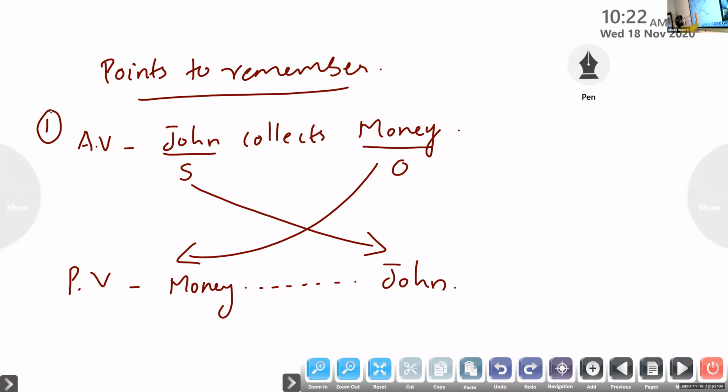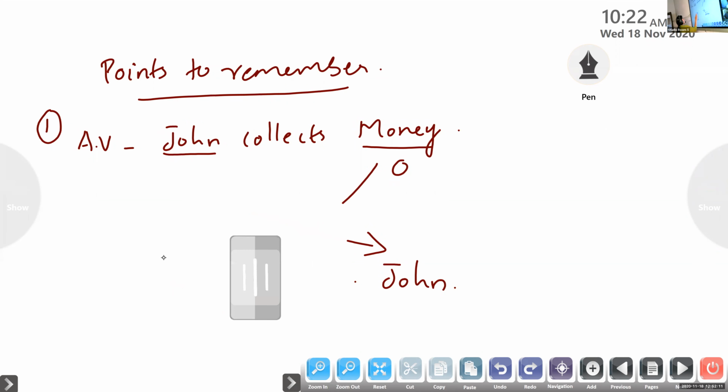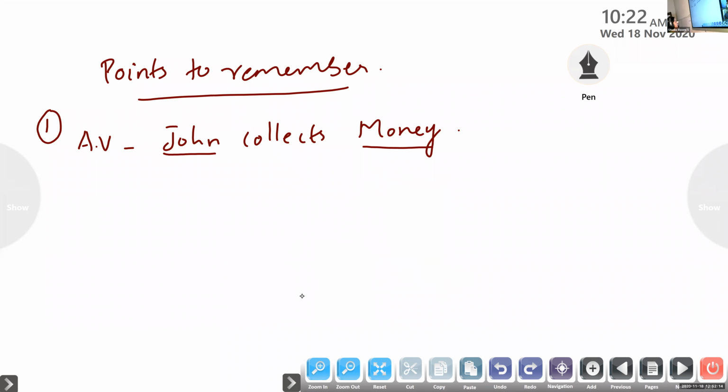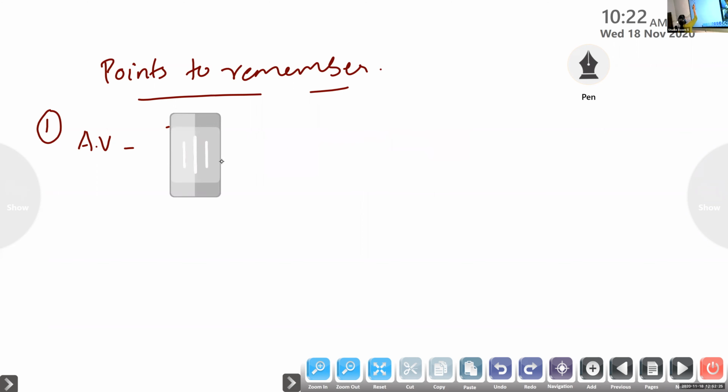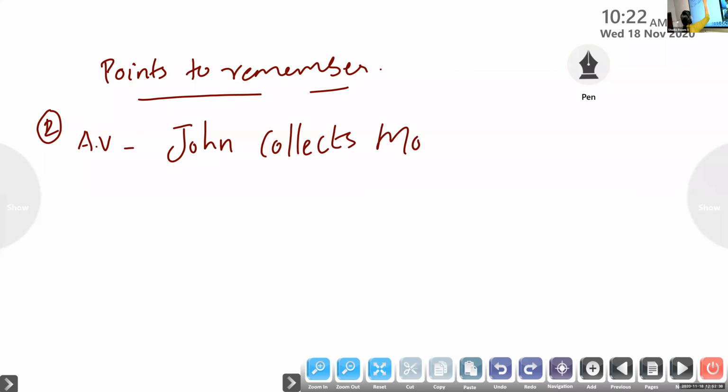Again, you write the same example. John collects money. A few changes. Active voice. The same example can be written. You write like this. Same example. Point 2. John collects money. Okay, this is point number 2.